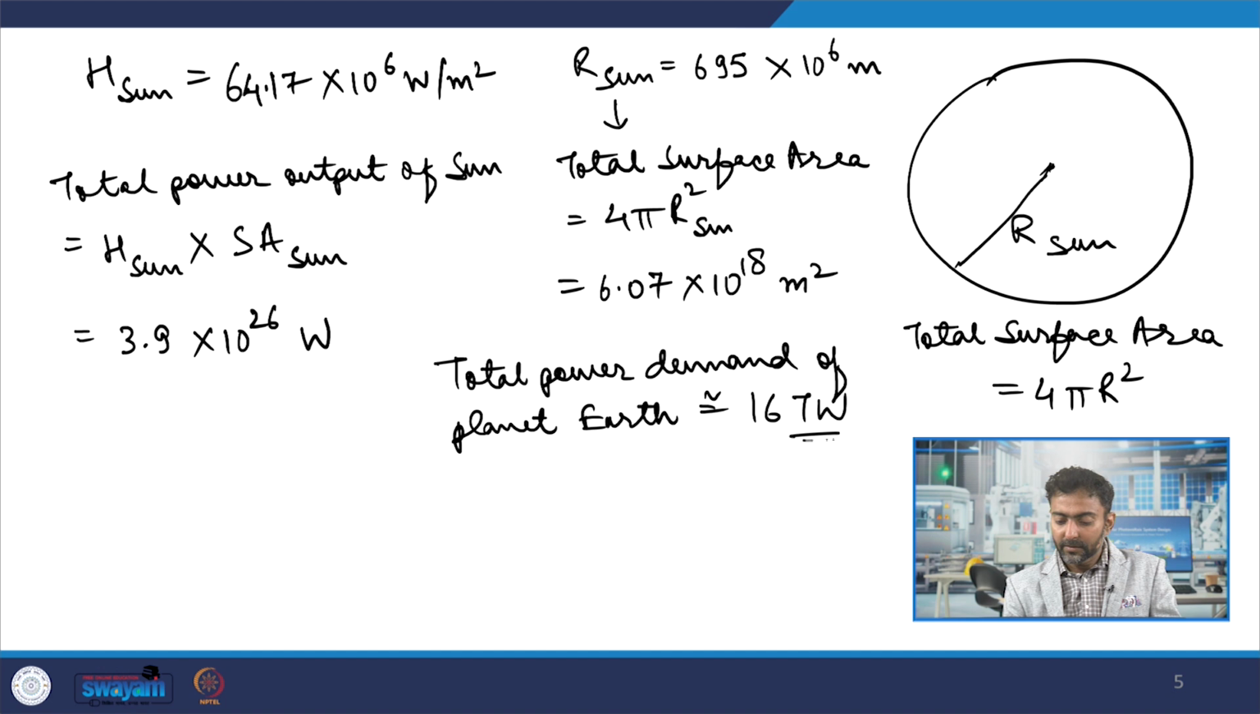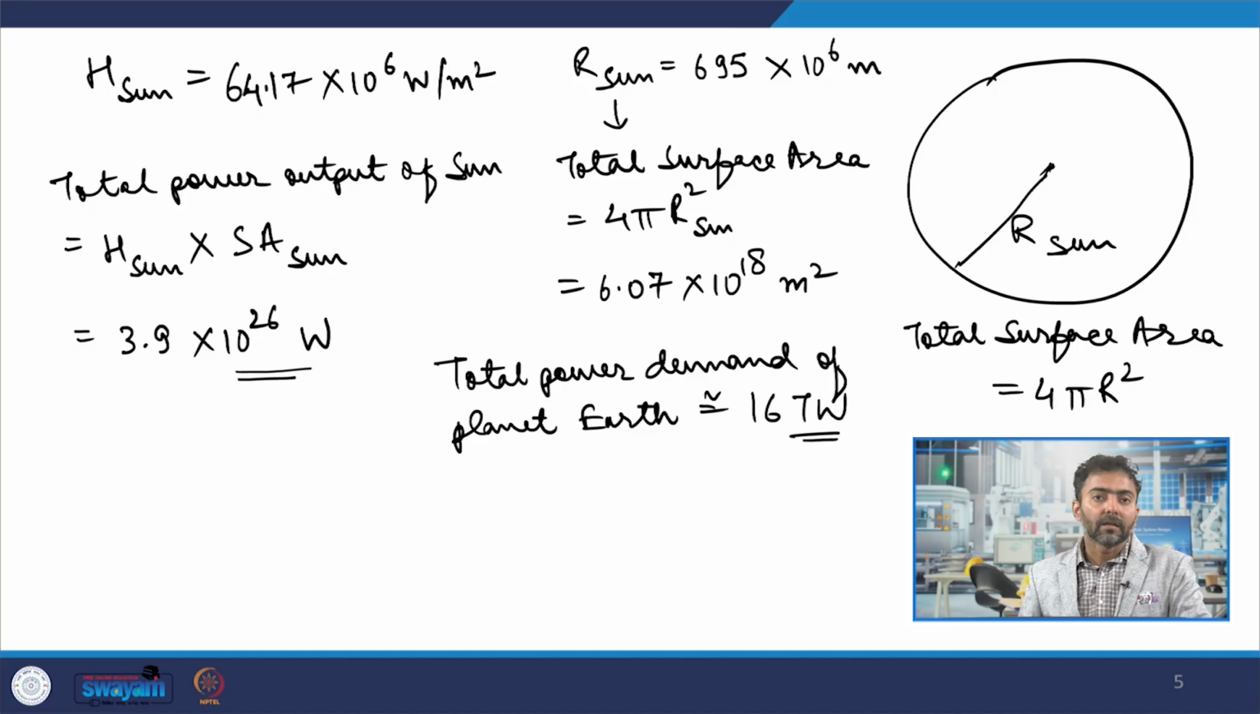So a terawatt is 10^12 watts, and you see here the power emitted by the sun is of the order of 10^26 watts. So that is like a million billion times higher than the total power requirement of this planet Earth. And no doubt the sun is the basis of all energy on planet Earth, and as we discussed in the first lecture, all the different forms of energy sources can be traced back to the sun.